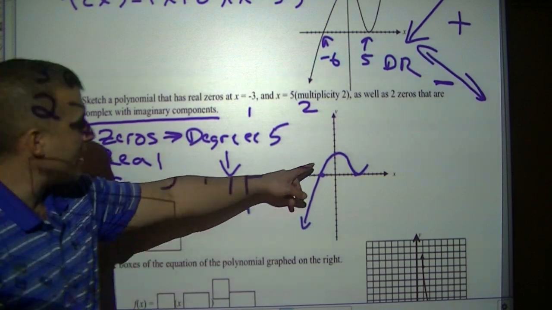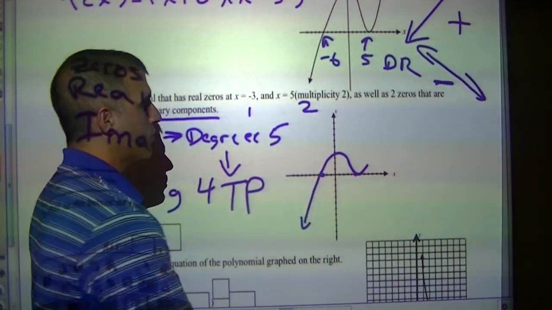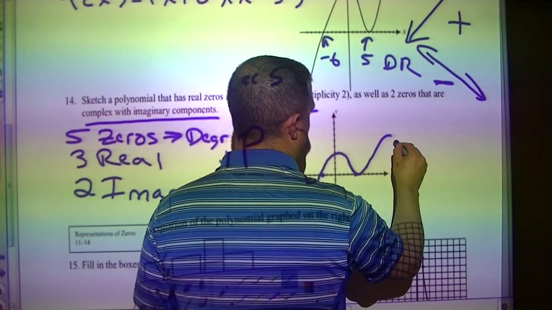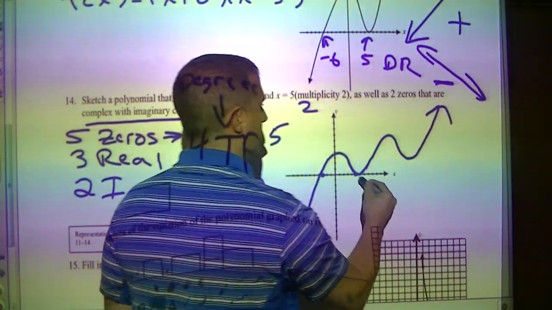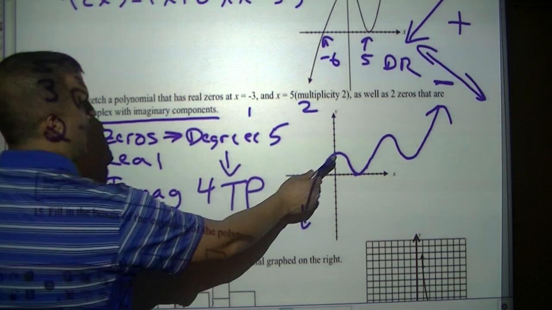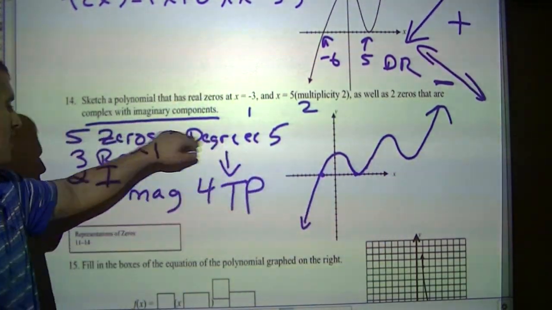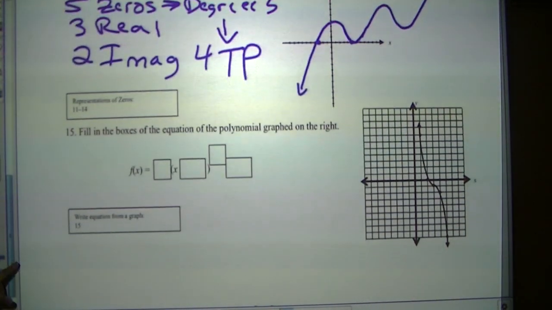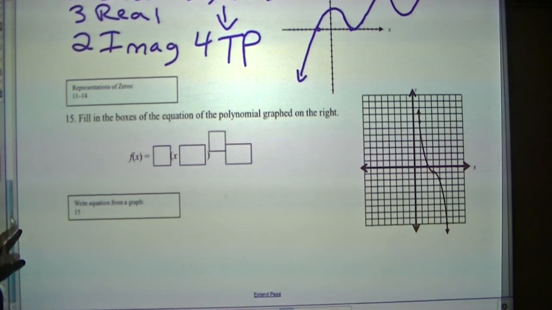Now, as you can see here, I got 1 and 2. So what I got to do is I got to make 2 more, 1 and 2 more without touching down there because I don't have any more real zeros to use. So as you can see, I got 1, 2, 3, 4 turn points. That makes that logic work. Okay. This is a cubic.